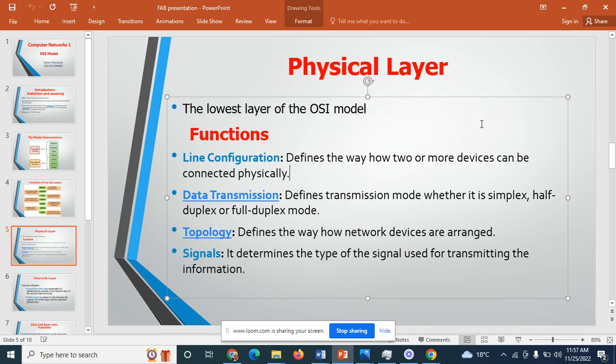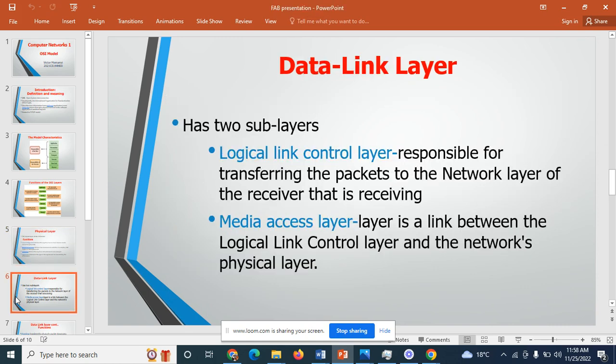So signals can be determined by this layer. The type of signal used for transmitting the information can be determined by the physical layer, but many times the signal is in terms of ones and zeros, as we have always understood that that is the major language that computers are able to use to communicate and exchange information.